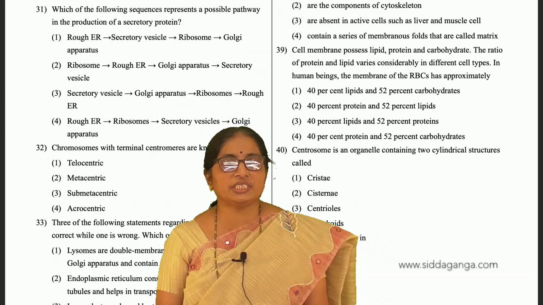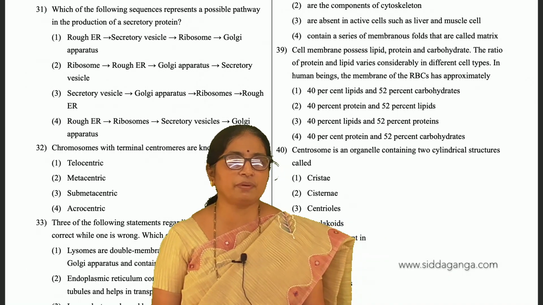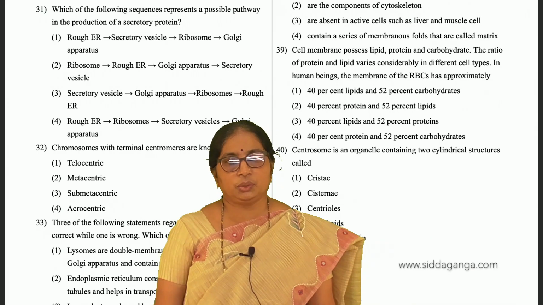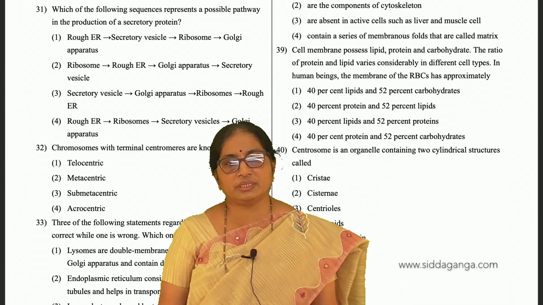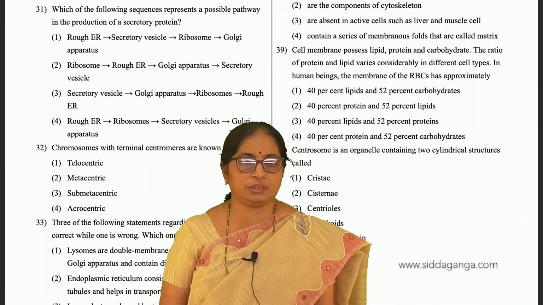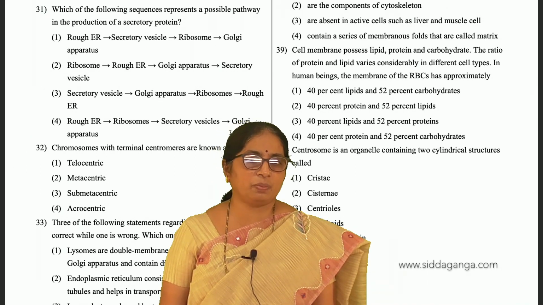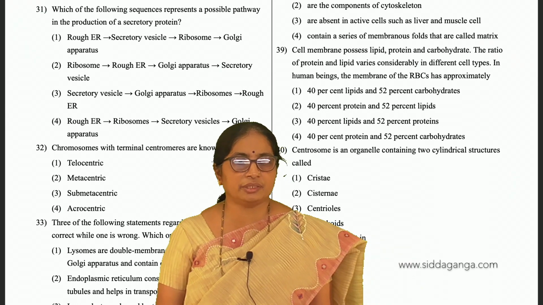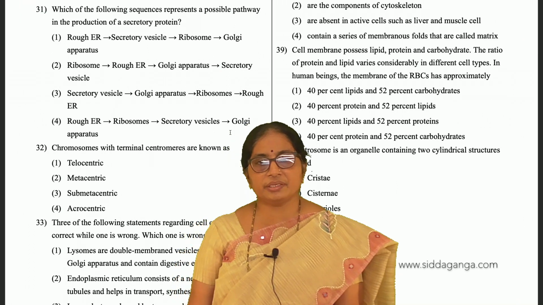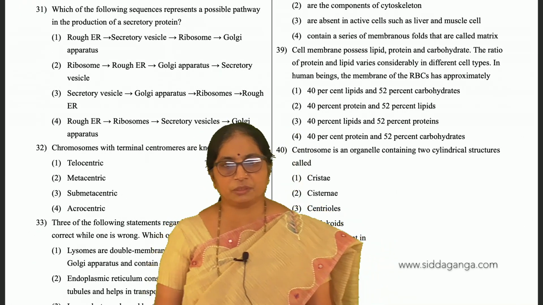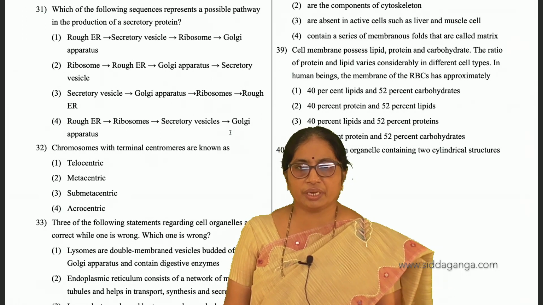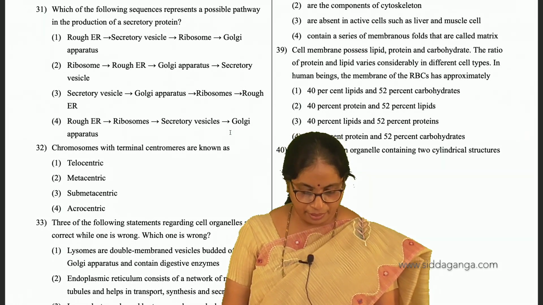Which of the following sequences represents a possible pathway in the production of a secretory protein? Rough endoplasmic reticulum, secretory vesicle, ribosome, Golgi apparatus. Ribosome, rough endoplasmic reticulum, Golgi apparatus, secretory vesicle. Secretory vesicle, Golgi apparatus, ribosomes, rough endoplasmic reticulum. Rough endoplasmic reticulum, ribosomes, secretory vesicles, Golgi apparatus.